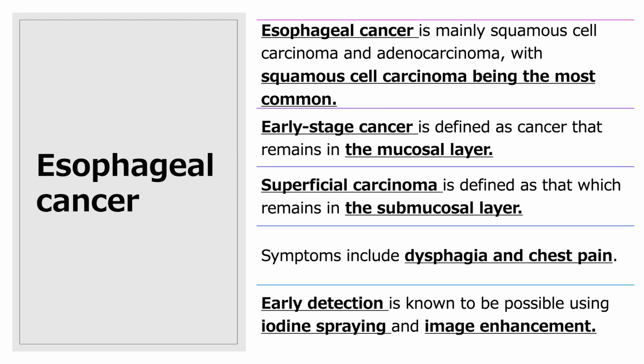Esophageal cancer has no symptoms in its early stages, but as the disease progresses, patients may complain of dysphagia and chest pain. Early-stage cancer can be detected by iodine spraying and endoscopic image enhancement, which is said to lead to early treatment.